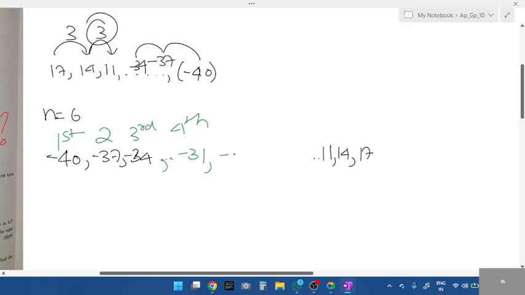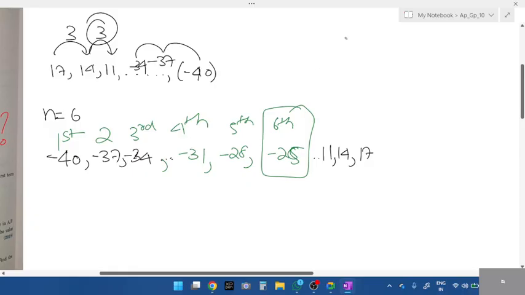Then subtract 3 from this. Minus 31 minus 3 is minus 28. Then what will be the sixth term? Minus 25. Is this clear? Did all of you understand? Minus 40, minus 37, minus 34, minus 31, minus 28, minus 25.